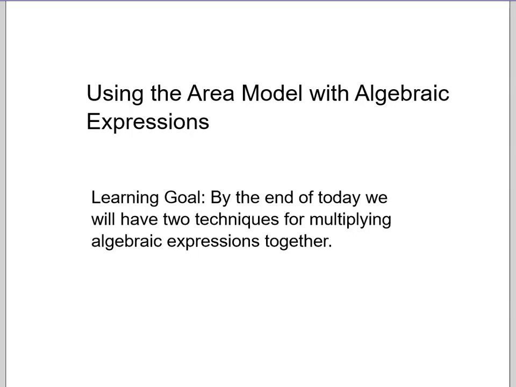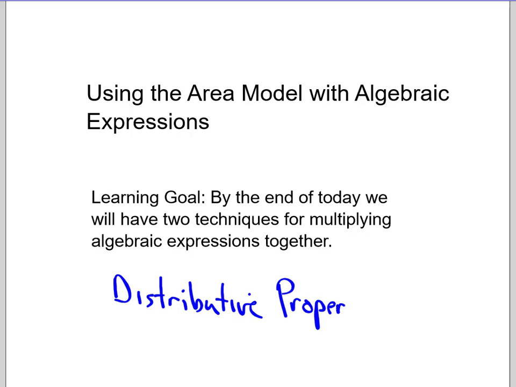Okay, so today we're going to mix two ideas together. We're going to use some of our algebraic expressions and our area model together. So by the end of today, we should have two techniques for multiplying algebraic expressions together. And we're going to give a fancy name to that: distributive property. The nice thing is it's using knowledge you already have. We're just going to combine it in a slightly different way.